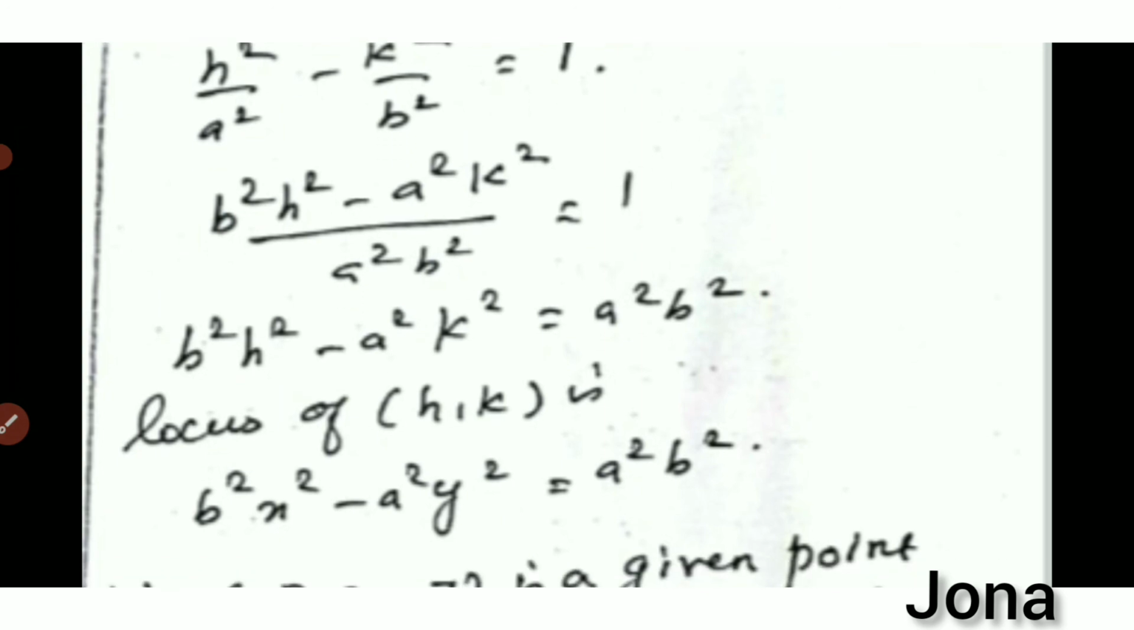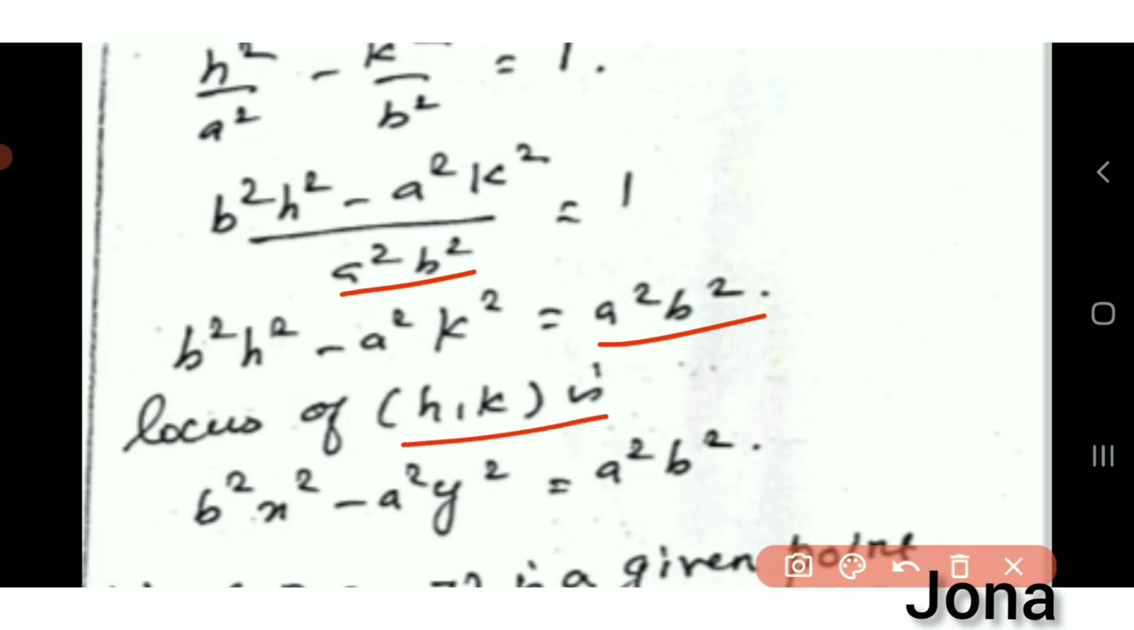And here instead of x and y, h and k, we can have the LCM as a square and b square is also given. So if you cross multiply this, we have b square h square minus a square k square equal to a square b square. The locus of h comma k is nothing but b square x square minus a square y square equal to a square b square. So for the given points, we found the locus as b square x square minus a square y square equal to a square b square.